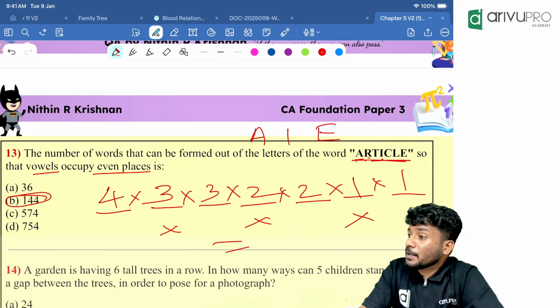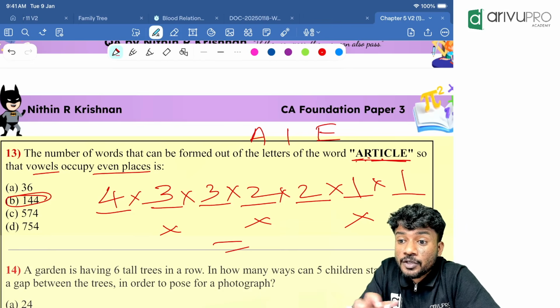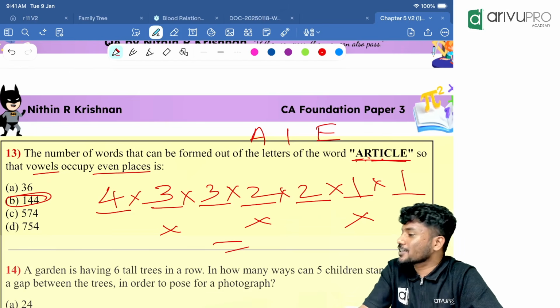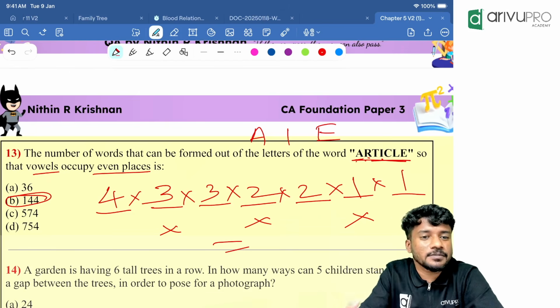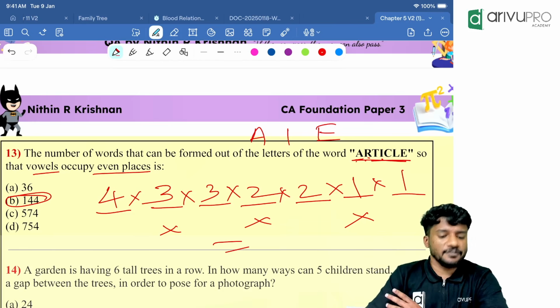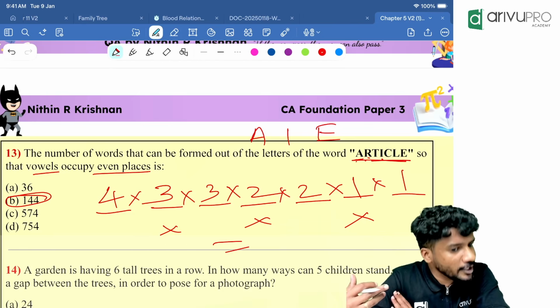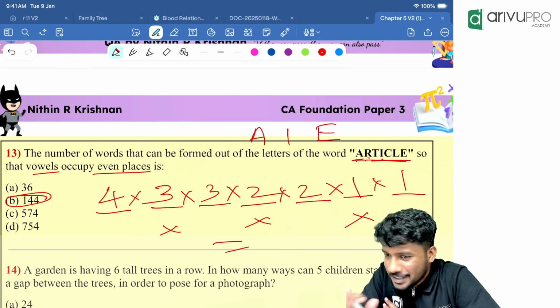144. If repetition were there, what will you do? You will divide it by that much factorial. If A was repeated 2 times, divide it by 2 factorial. If C was repeated 3 times, divide by 3 factorial, and you will get the answer.